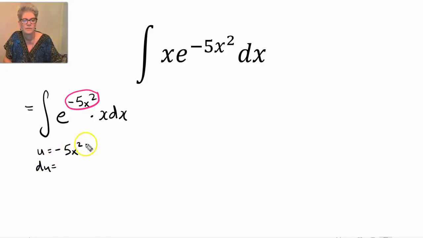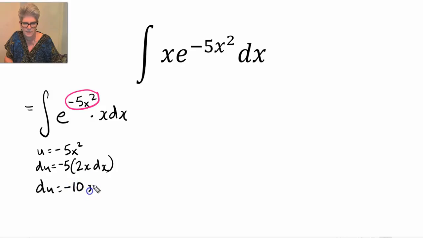And the derivative here with respect to x, well, I can factor out the -5, and then I can just take the derivative. The derivative of x squared is 2x. So I'm going to have -10x dx. So you can see there you've got x dx. You don't have -10 dx. I want to get rid of that -10.